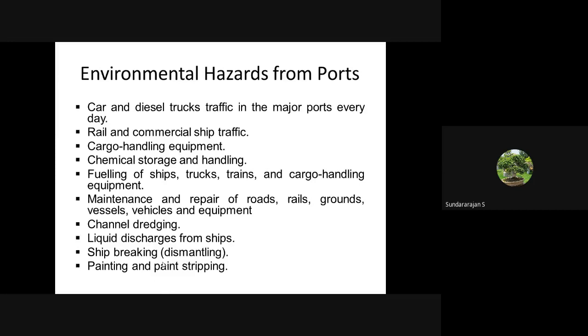So one is shipbuilding, and another is that after some time the ship has to be broken. Then there is the painting, the regular maintenance painting of ships and boats, also in the coastal area. The painting is important because it reliably arrests biofouling. For biofouling, there will be different compounds, and those are some of the toxic compounds that may affect the ecosystem. So this is the photograph we are trying to show.